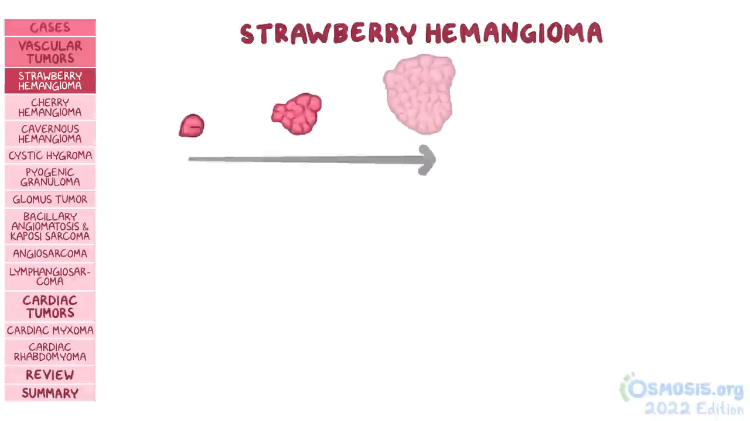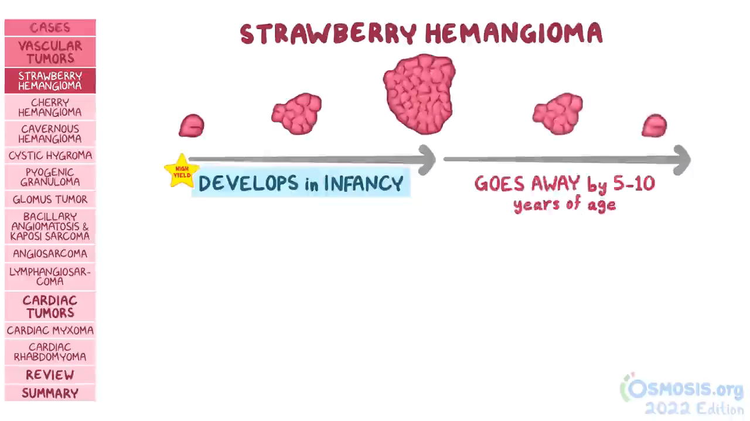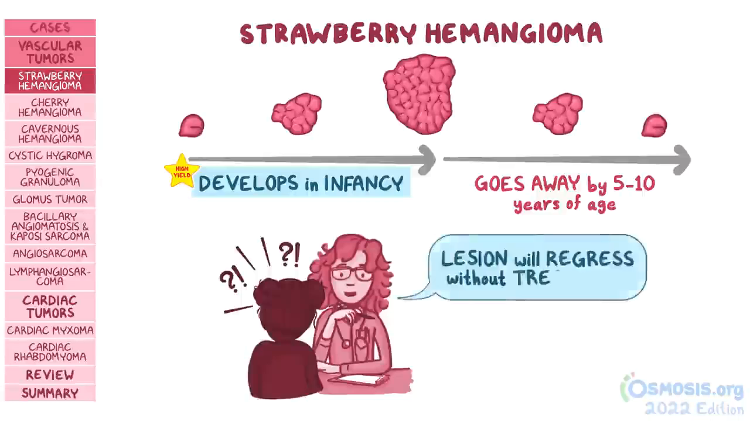Now, a typical strawberry hemangioma develops in infancy and grows pretty fast, but fortunately, it goes away on its own by 5 to 10 years of age. So in terms of management, exams like to bring up a very concerned parent, but the correct answer will almost always be to reassure the parent that the lesion will regress without treatment.